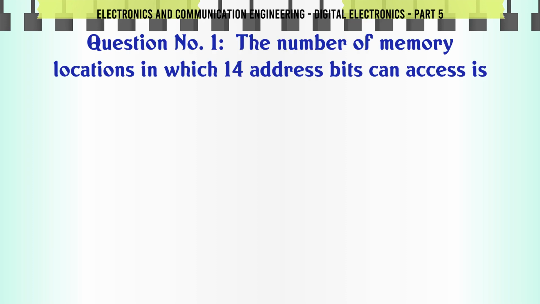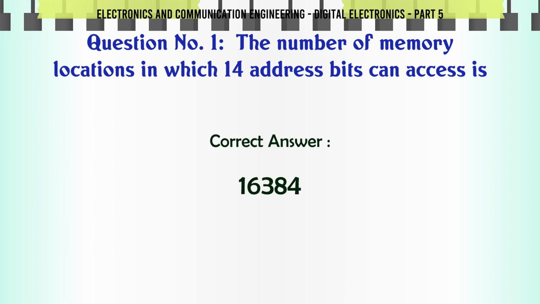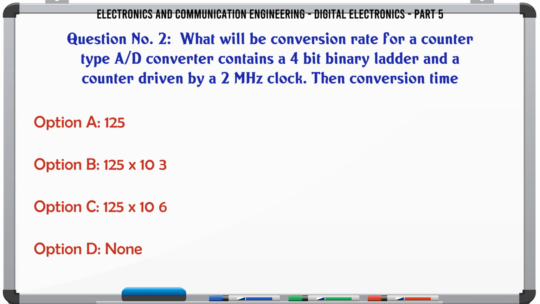The number of memory locations in which 14 address bits can access is: A. 1024, B. 2048, C. 4096, D. 16384. The correct answer is 16384.